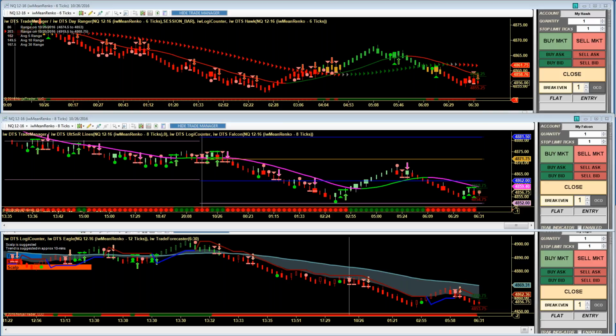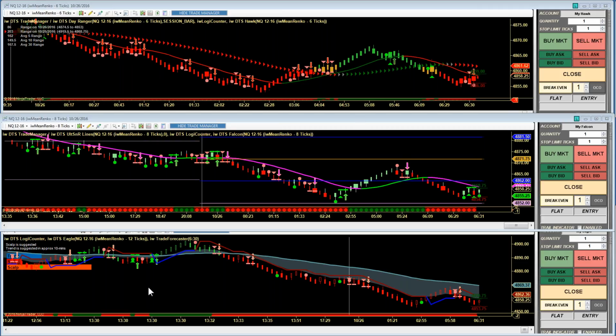All right, a really quick overview for those of you new to our trading room. What you're looking at here is the diversified trading system. And it's diversified because we've got three different points of view on the market. Across the top here, we have the Hawk Micro Scalper. Through the middle is the Falcon Swing Trader, and across the bottom is the Eagle Trend Trader.